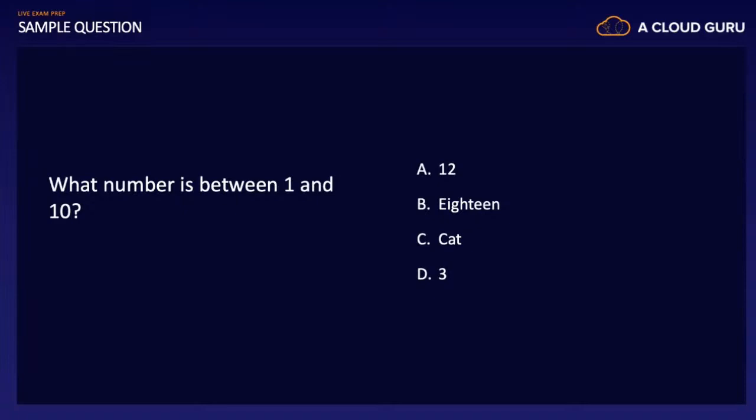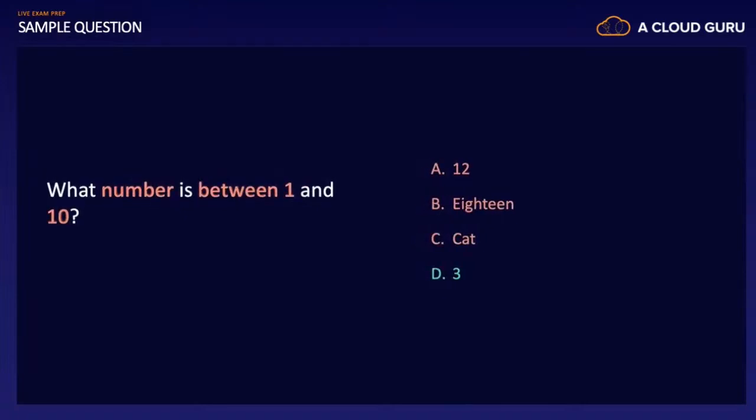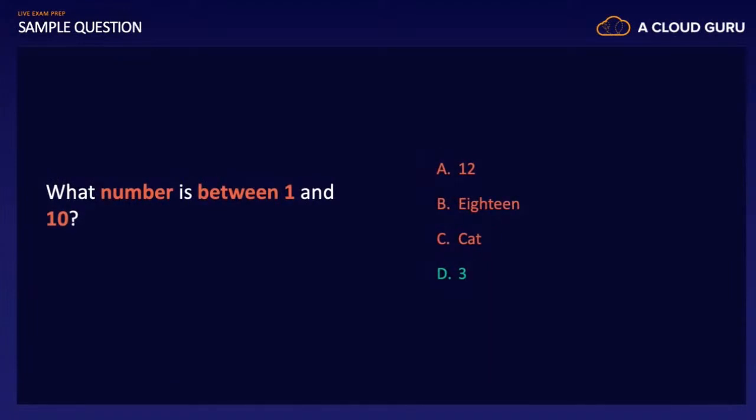Hopefully this is a good warm-up question for everyone and just shows the format we'd be working with. We are highlighting the relevant pieces of information from the question. We're looking specifically for a number. It needs to be between the numbers of 1 and 10. Therefore, 12, 18, and cat are incorrect, and 3 is our correct answer.